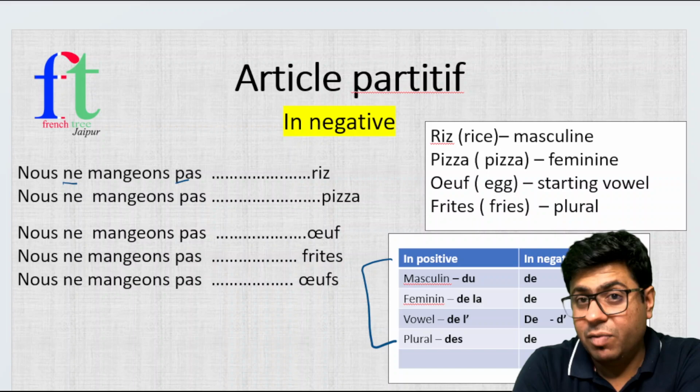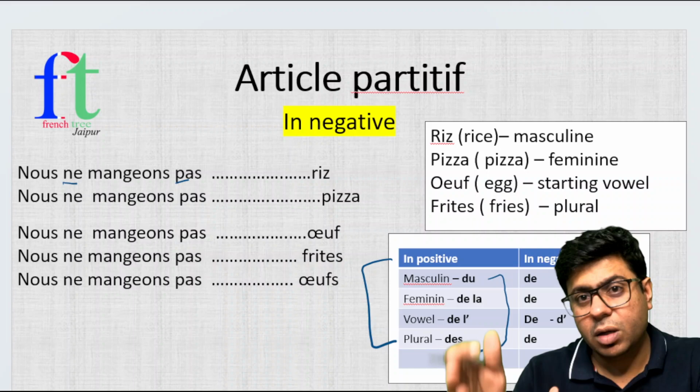The pronunciation will be the. Only when you have a vowel, you will have to put d apostrophe. The right answer is absolutely de, but when you put de and the next word is a vowel, two vowels are clashing. So in order to not clash two vowels together, we take out the e from de. So the right answer would be d apostrophe.